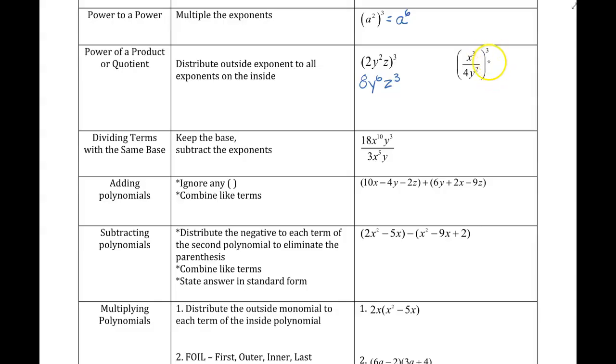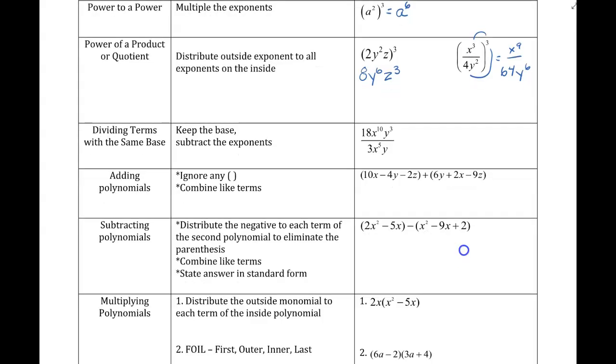With fractions, make sure you're applying that exponent to both numerator and denominators. So here we would have x to the 9th, all over 4 cubed is 64. Y to the 2nd raised to the 3rd would be y to the 6th.